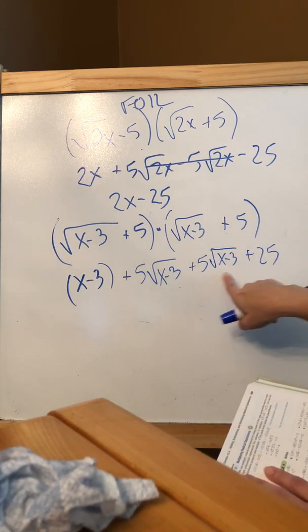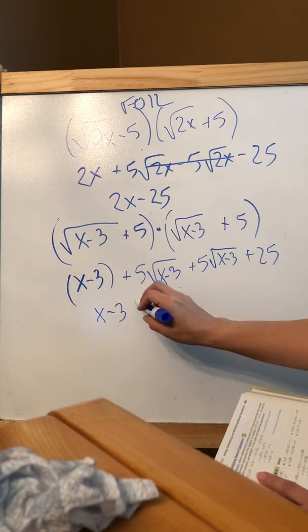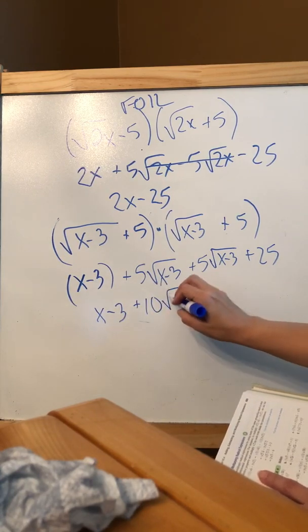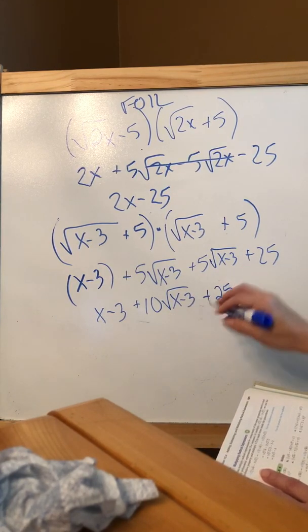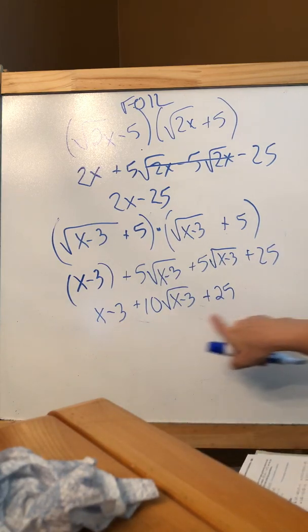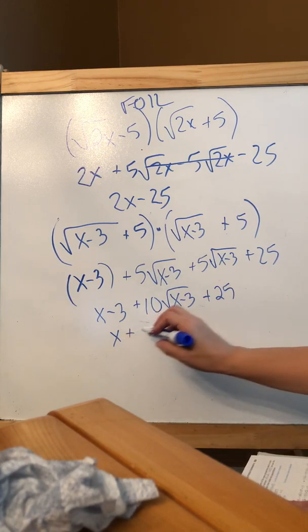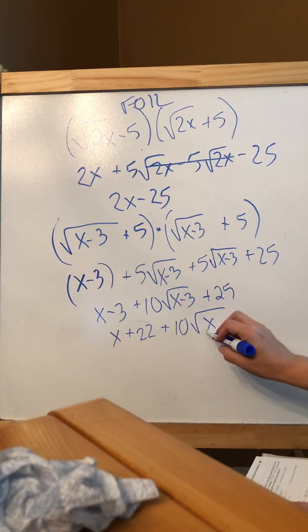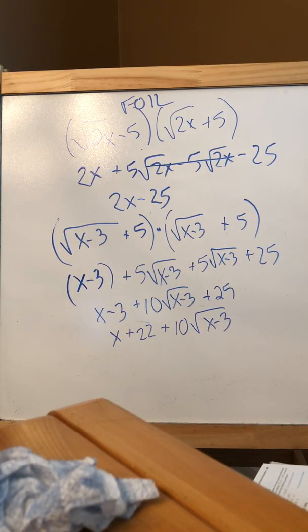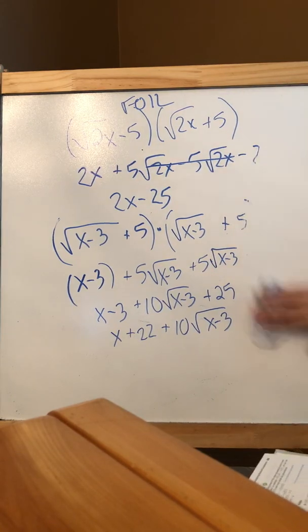So we have something here we can combine. So we have x minus 3 plus 10 times the square root of x minus 3 plus 25. Okay, well we can combine this right here so that we just end up with x plus 22 plus 10 times the square root of x minus 3. And that is your simplified answer. Okay, please press pause and do practice 4, A through F.